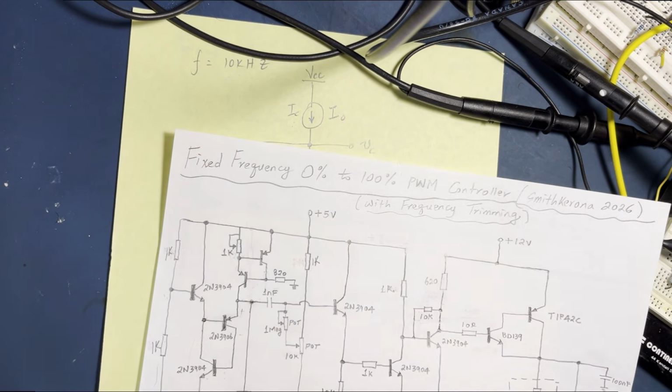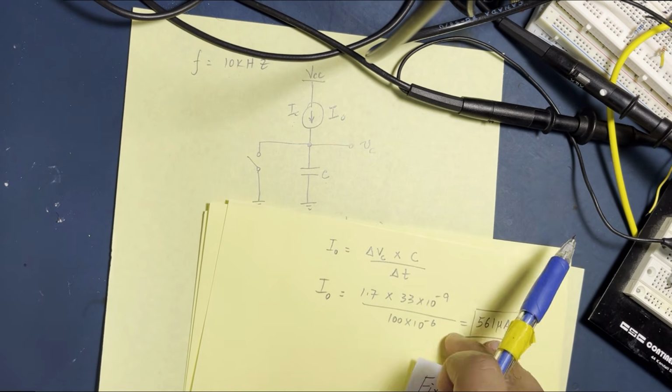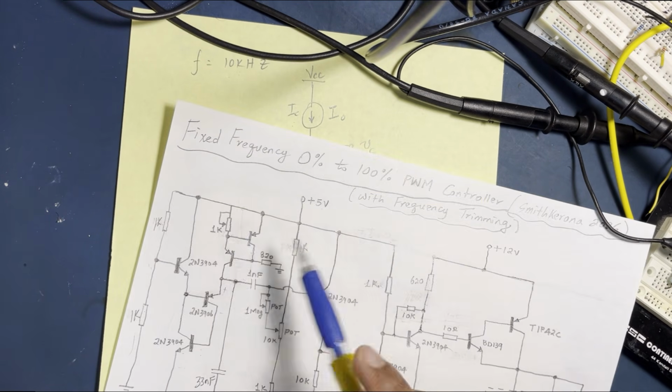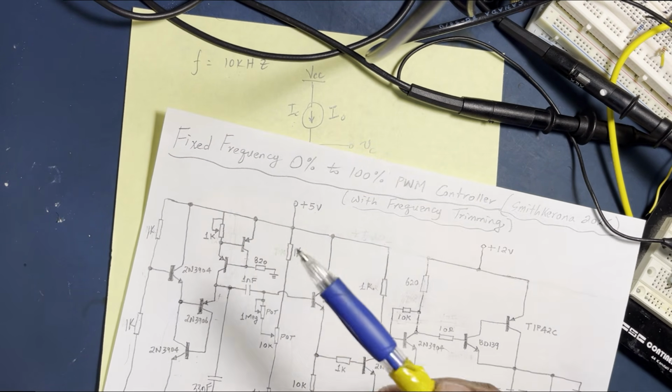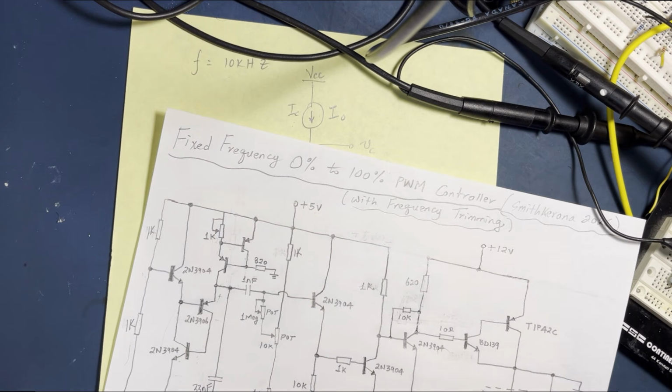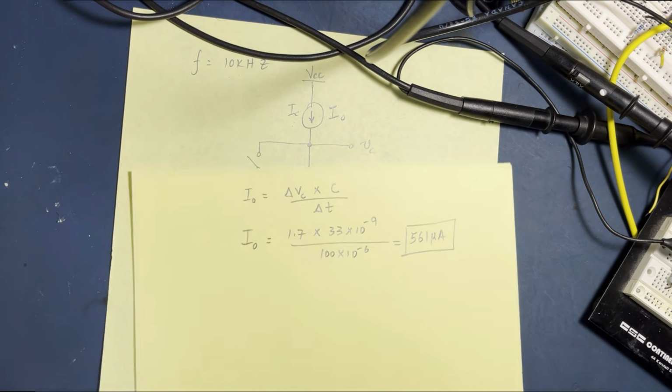You could just use a resistor if you do your calculations right. You can just select a specific resistor in this current source and you get the required frequency in this circuit, right? So now let's go ahead and design the current source.